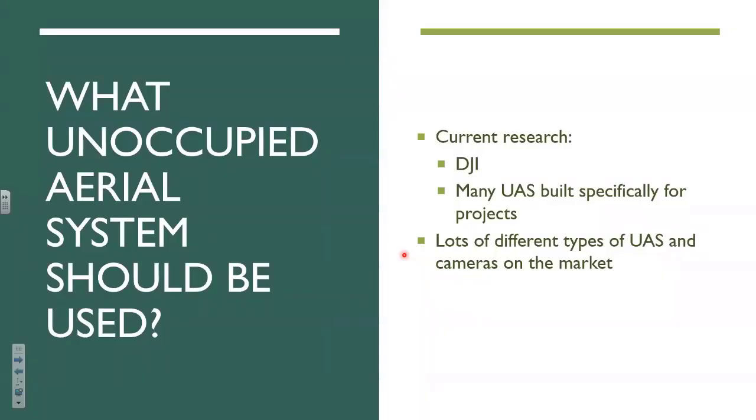So starting off, first, what unoccupied aerial system should be used? We were faced with this exact question about 2 years ago. Looking at research, a lot of people use DJIs, and that's just a brand of drone. And then a lot of other people are building their own drones. So they'll go out, find a specific camera they want or a specific drone and put them together for whatever they're researching. There's a lot of different UAVs and cameras on the market.